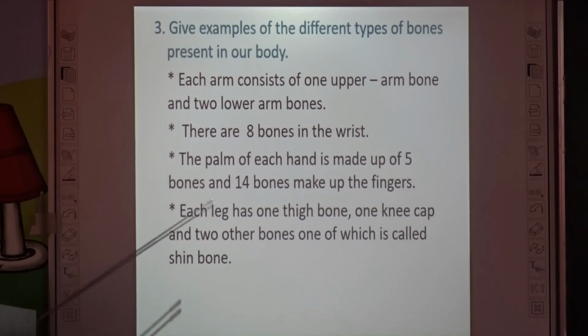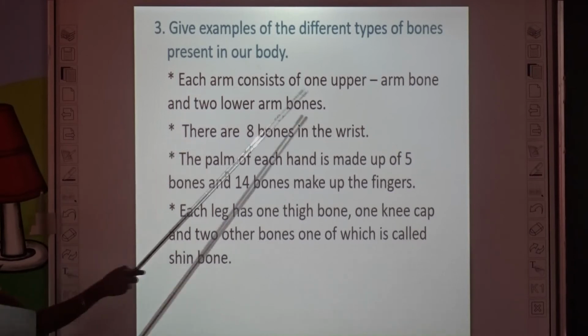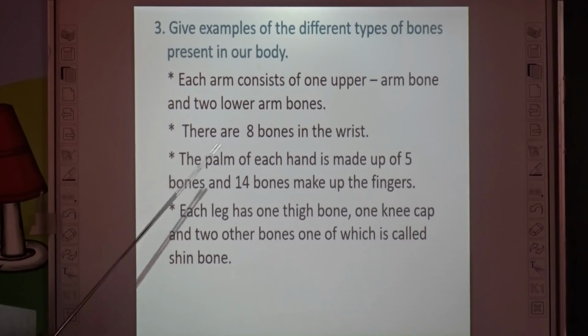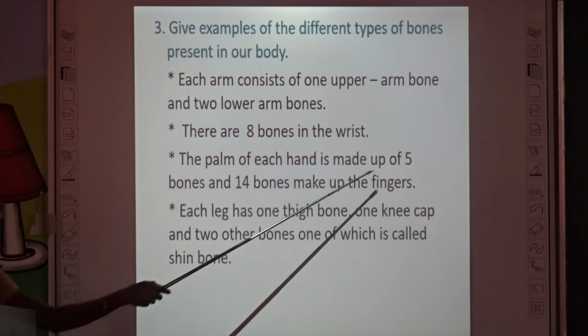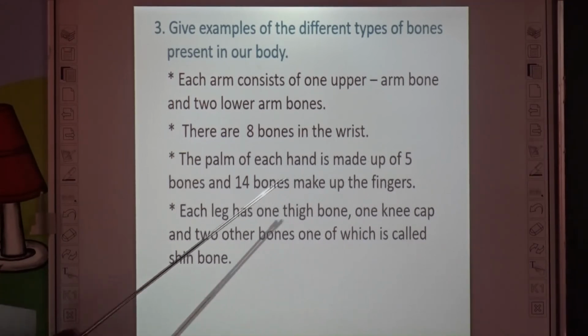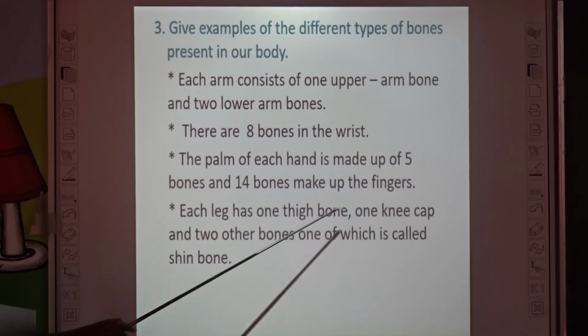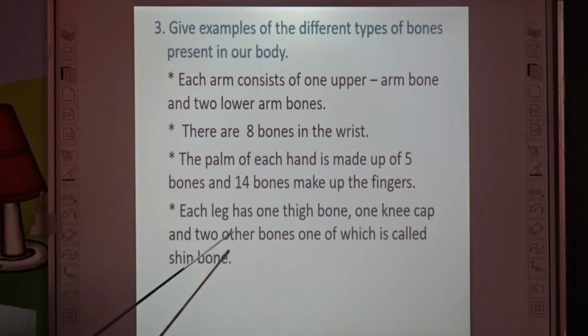Keep in your mind, our arm consists of one upper arm bone and two lower arm bones. In our breast, there are 8 bones present. Then the palm of each hand is made up of 5 bones and the fingers are made up of 14 bones. Then each leg has one thigh bone, one kneecap and two other bones, one of which is called the shin bone.